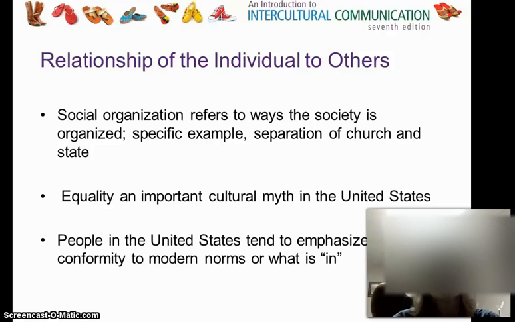A specific example is we have a separation of church and state. Equality, an important cultural myth in the U.S. And we say this, that yes, we say all men and women are created equal. However, do we truly have equality in our culture, in our society? We know we have classes, different types of classes, and some we strive for equality, but we're maybe not truly there. And people in the U.S. tend to emphasize conformity to modern norms or what is in. There seems to be a trend that people in the U.S. are more concerned with what is in our culture.